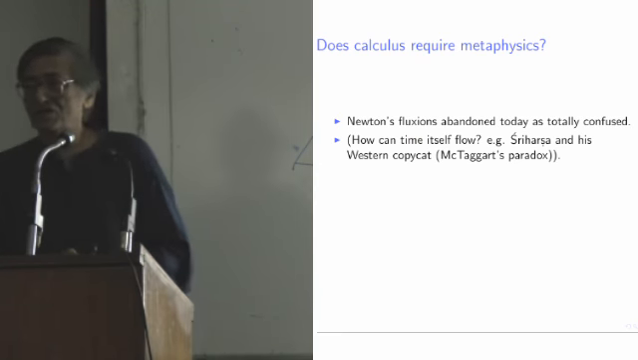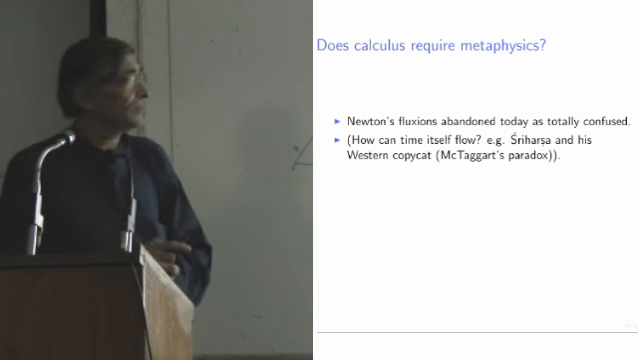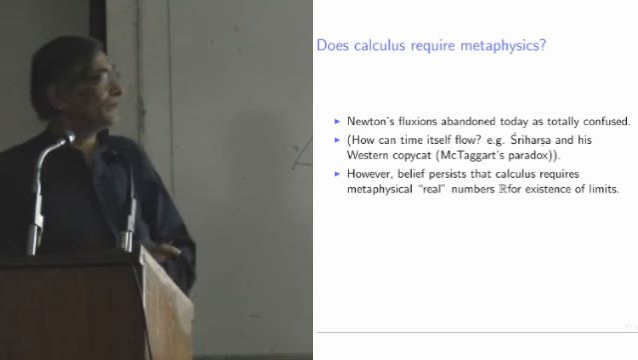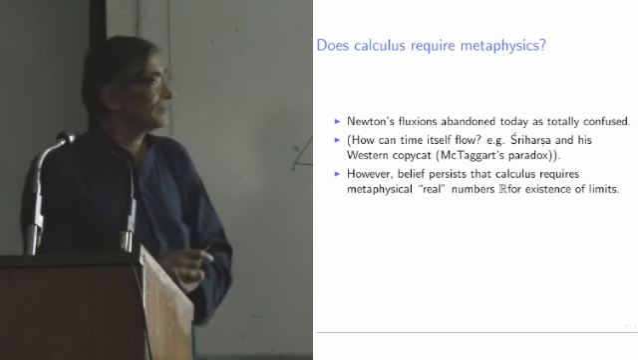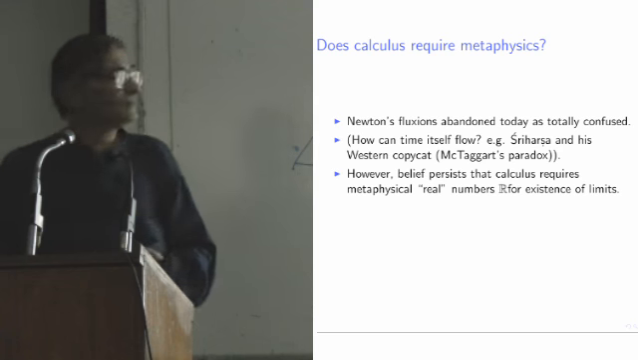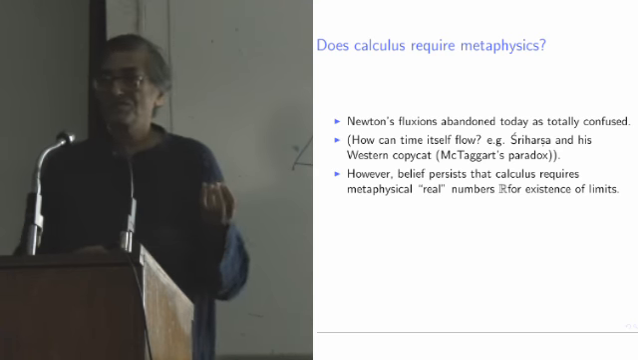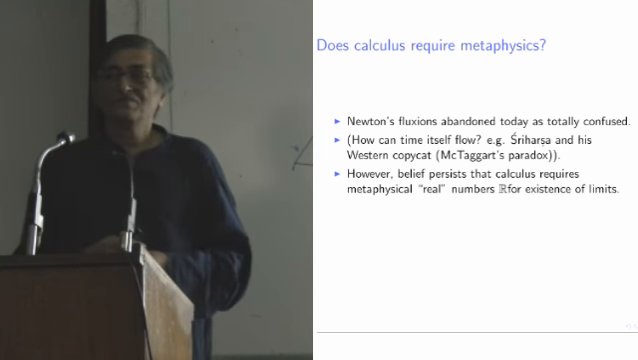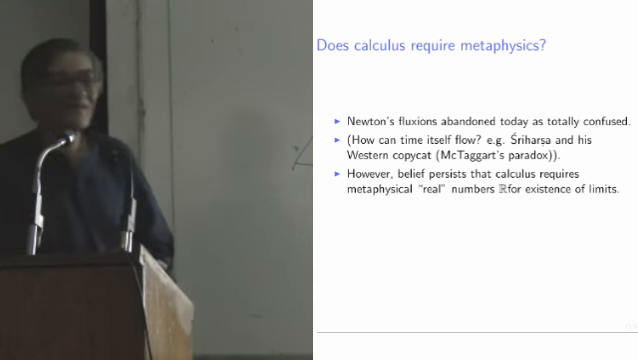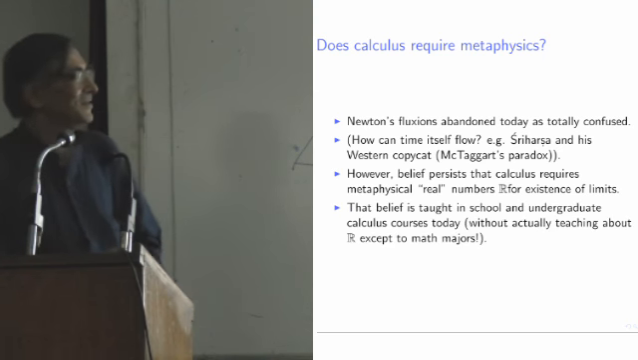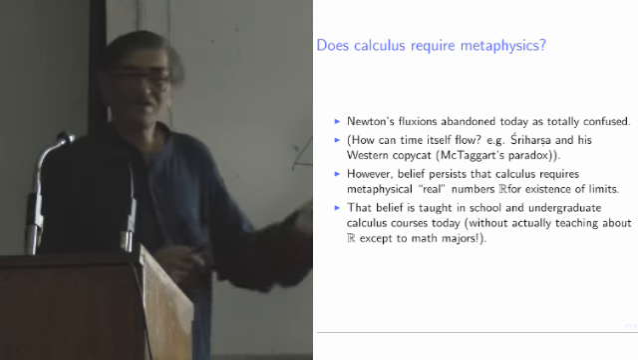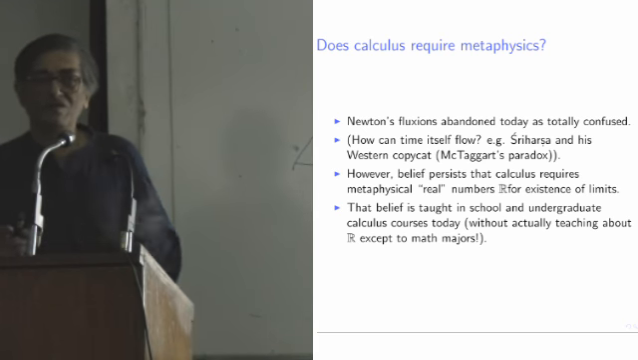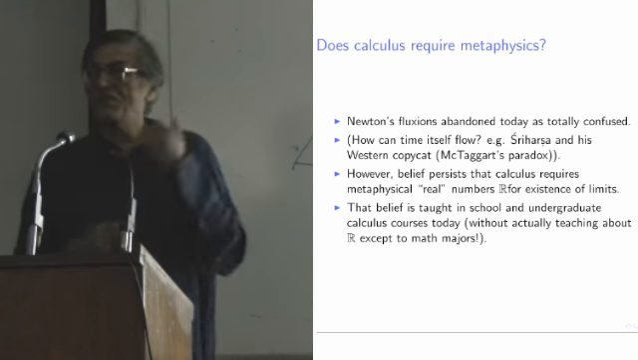So today we abandon Newton's fluxion. We still use limits, not any less confused. That's a separate, interesting thing. The belief is that it requires real numbers for the existence of limits. That's what we teach. That's what I also taught once upon a time. So we teach in the school texts that you require limits, you require real numbers for the calculus. You don't actually teach real numbers. How many of you learned real numbers?